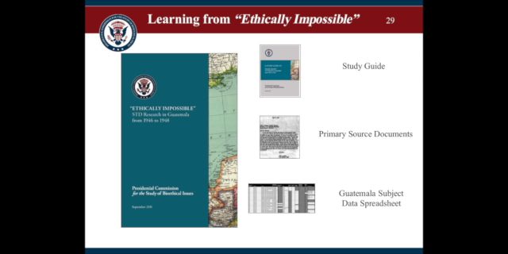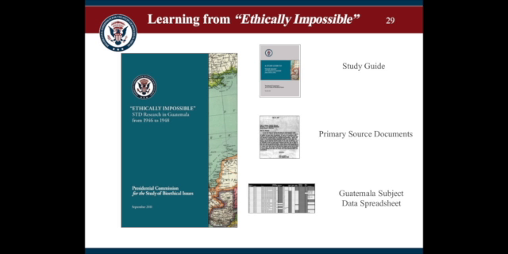Last, I hope that people will be interested in teaching the Guatemala case study because the Commission has put out materials to make it easier for you to do so. First, on the right is the Ethically Impossible Study Guide, which I'm going to walk you through in more detail in a minute. Second are the primary source documents from the experiments that the Commission used to conduct its historical review. Some of the documents are included in the body of the study guide. The majority of the documents, however, are actually linked in the endnotes of the Ethically Impossible report for you to access.